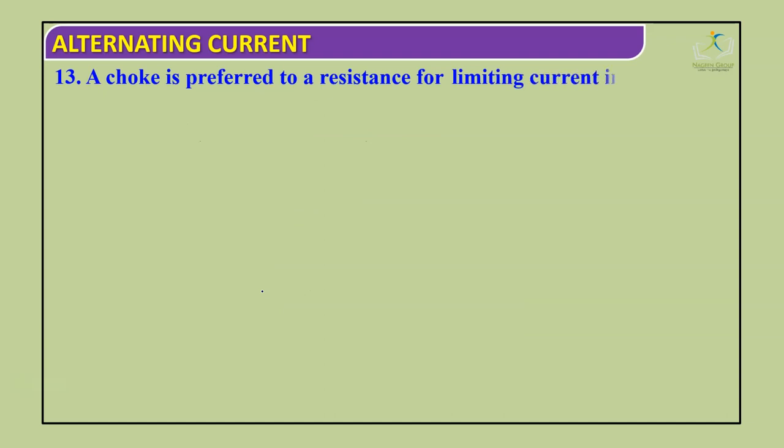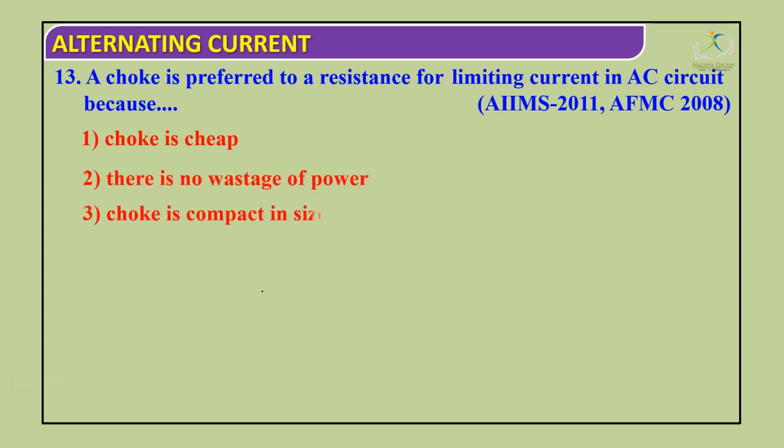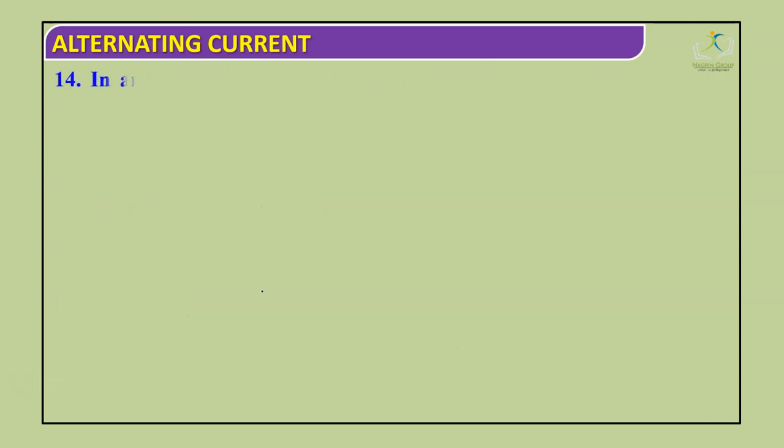Next, we have a question: a choke is preferred to a resistance for limiting current in an AC circuit because the choke is cheap, there is no wastage of power, the choke is compact in size, or the choke is a good absorber of heat. So the correct answer for this question is that the choke coil offers no resistance to the flow of current. According to that, there is no wastage of power. That's why the choke is preferred to a resistance for limiting current in an AC circuit.